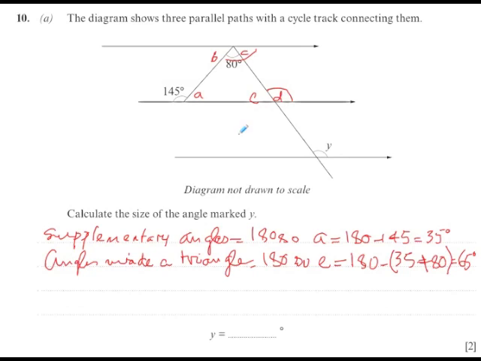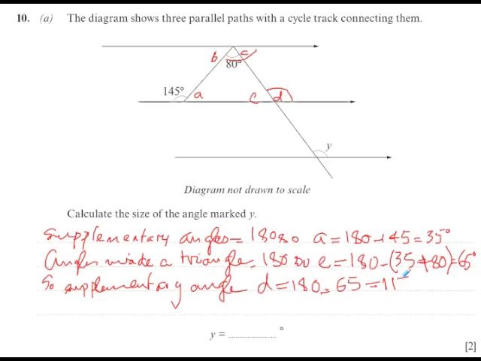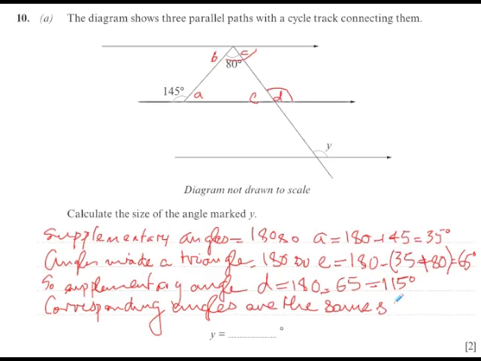So again, we've got a supplementary angle here. So supplementary angle D equals 180 minus 65, which is equal to 115 degrees. And we can say here that the corresponding angles are the same. So y equals 115 degrees.